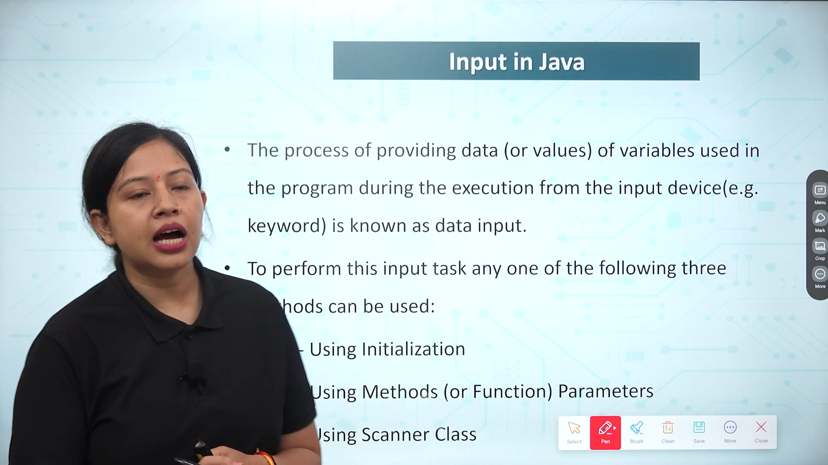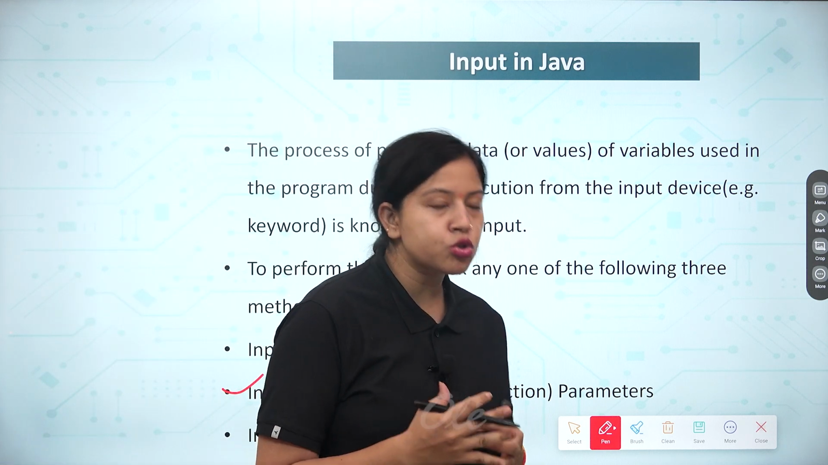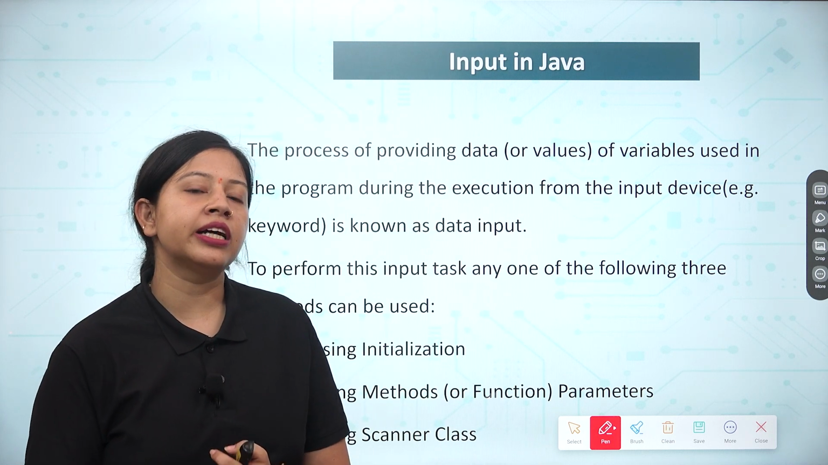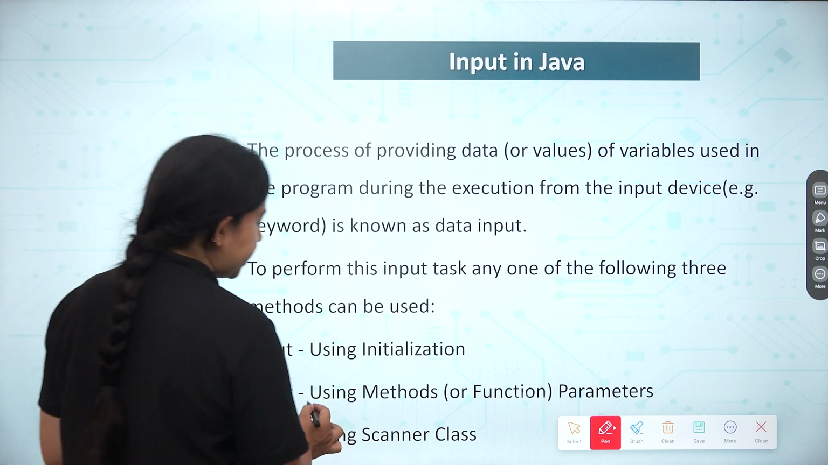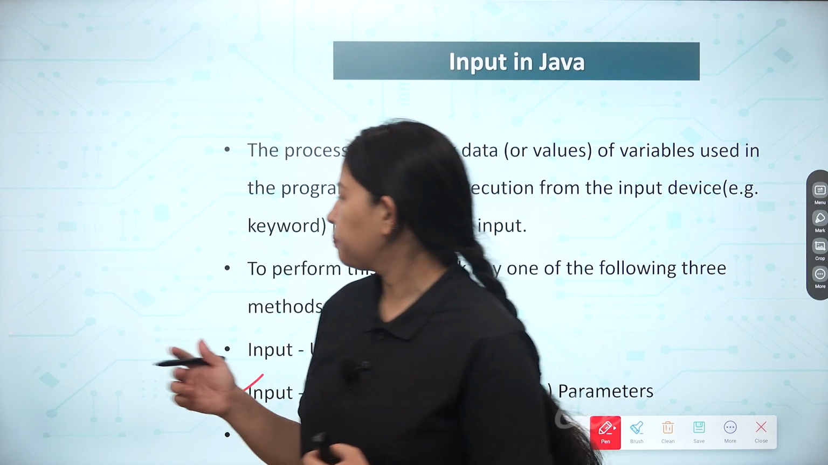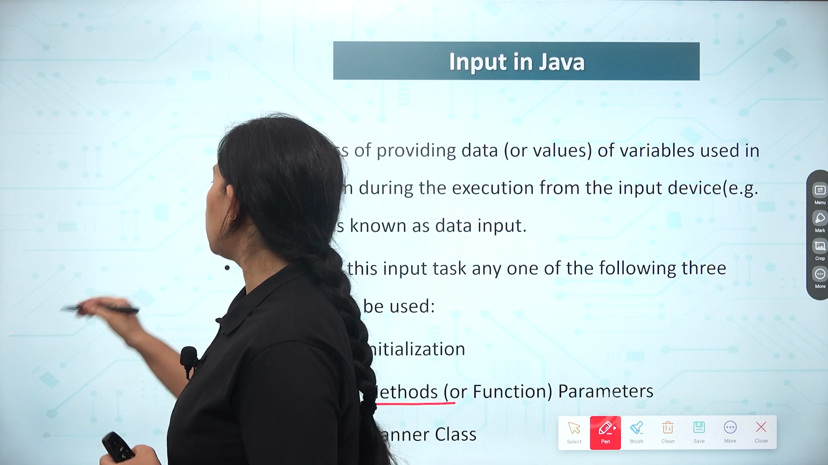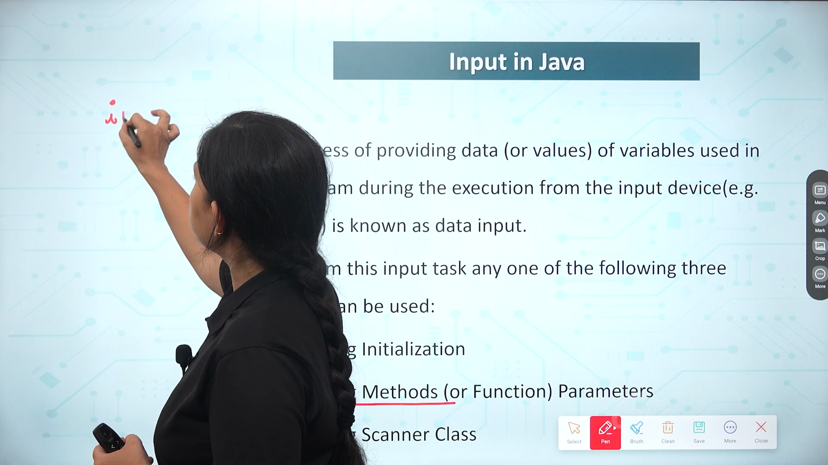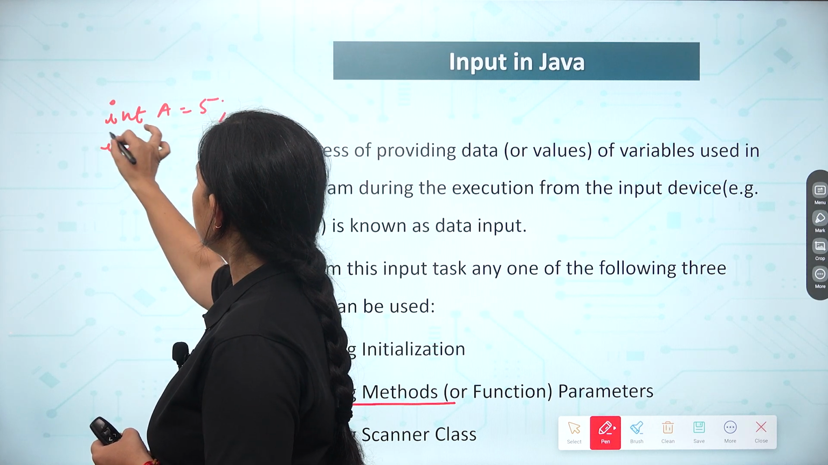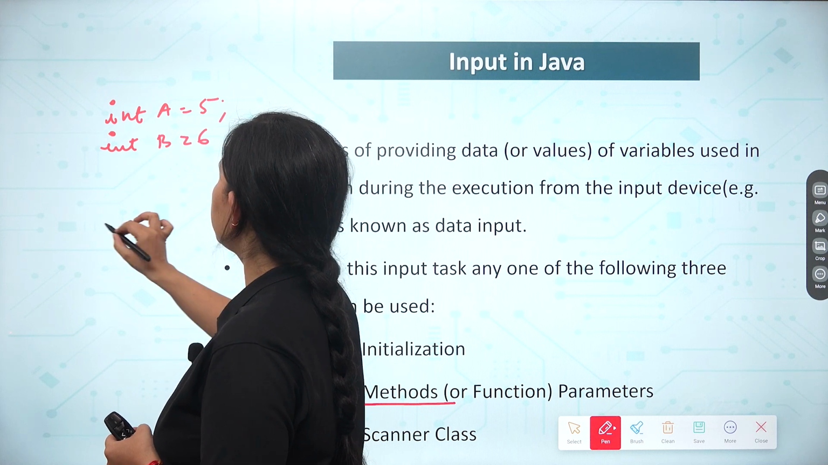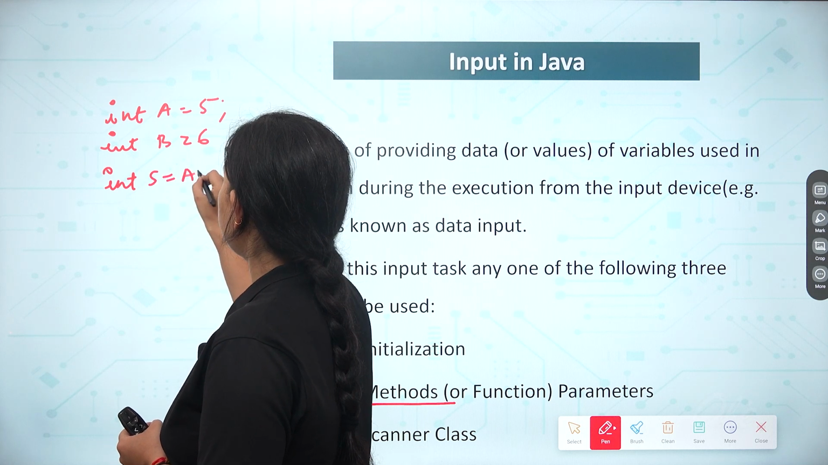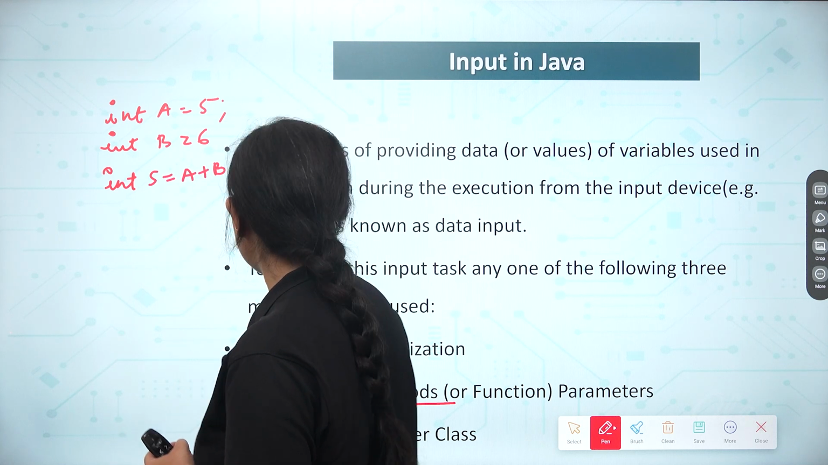Methods and functions are a set of code which is used to create a particular kind of object or a particular kind of source code that has some kind of functionality. Suppose we want to add two values. If we go with initialization, we simply take int a equals 5, int b equals 6, and we perform the operation int s equals a plus b. That is the part of initialization.